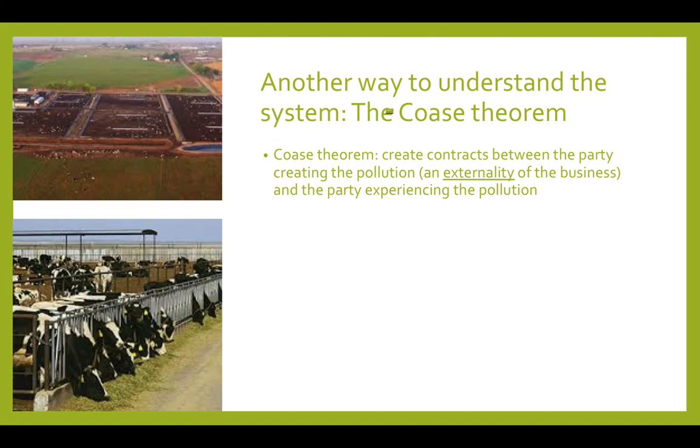Okay, another way to understand market systems is the Coase theorem. And the Coase theorem applies to situations where you have a particular environmental bad. And the example given in your textbook is a ranch. We're going to use a large-scale dairy as our example because large-scale dairies are becoming increasingly the way that a lot of our milk is produced. And a lot of those dairies look something like what you see in these images.